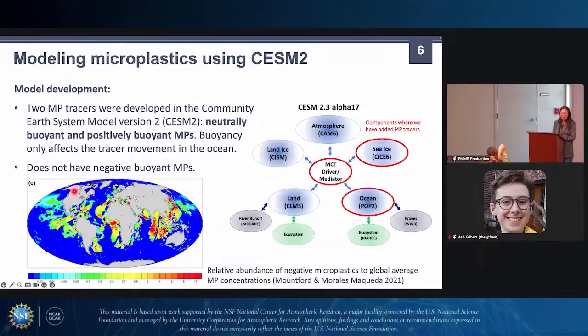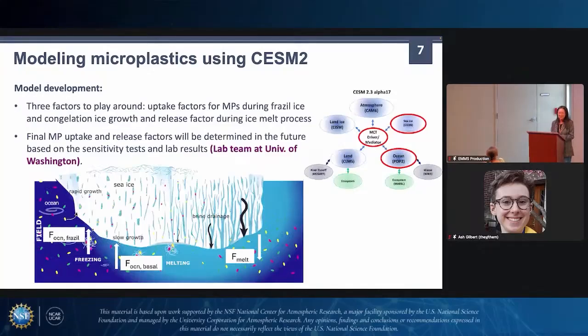Well, because we would also like to know how microplastics get trapped in the sea ice and released from the sea ice during ice melt processes, fundamentally, we need to know how to parameterize them in the model. There are three factors that we could really play around with: the uptake factors for the congelation ice and frazil ice growth, and the release factor for microplastic during the top ice melt process.